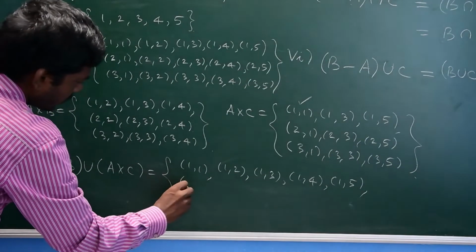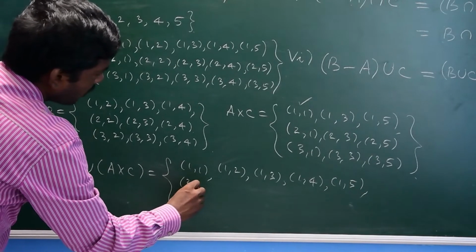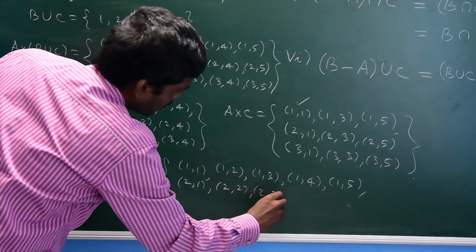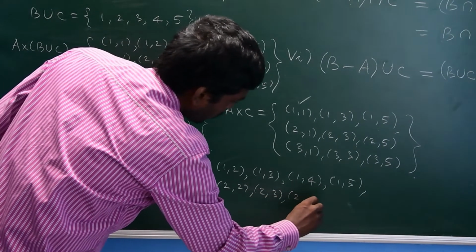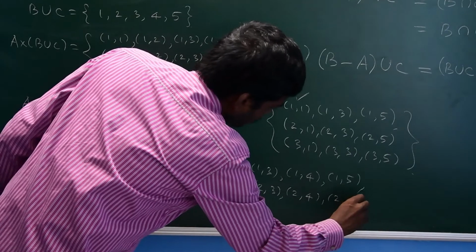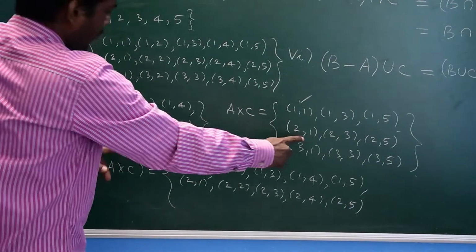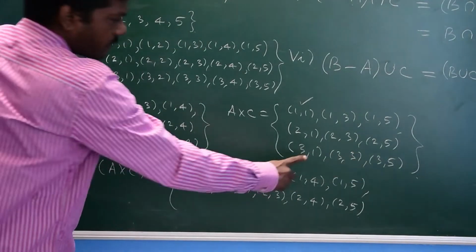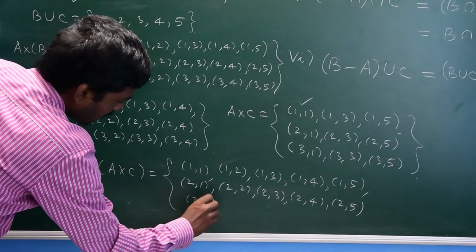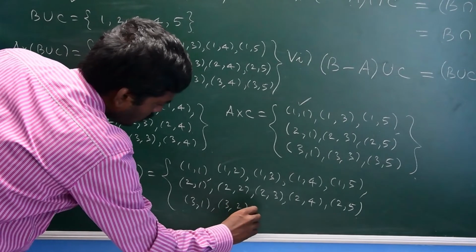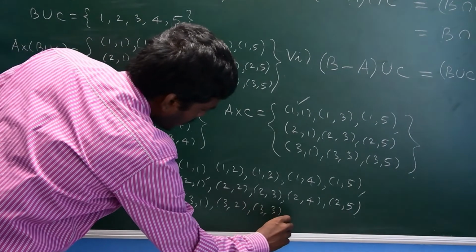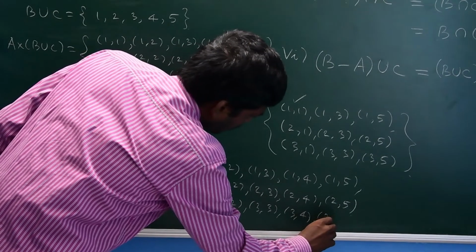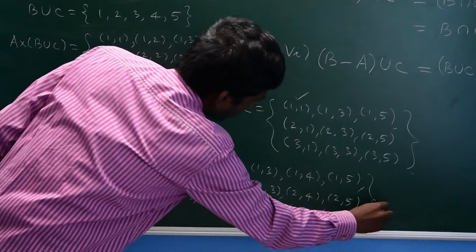Likewise, let us write what? (2,1) is there. Then (2,2) is going to be there. (2,3) is going to be there. (2,4) is also going to be there. (2,5) is also there. See, (2,1), (2,2), (2,3), (2,4), (2,5). Same thing is going to happen with 3 also. So (3,1), (3,2), (3,3), (3,4), (3,5).